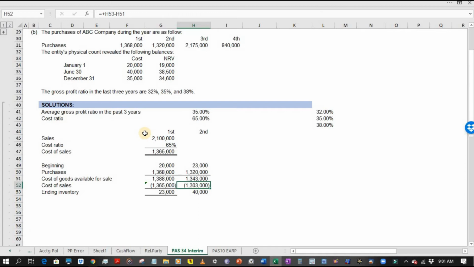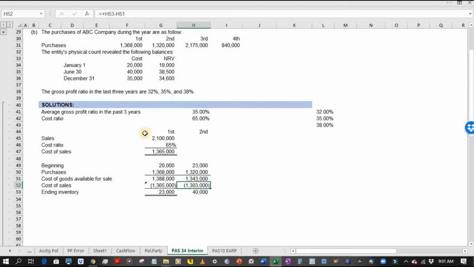So in this case, without considering the NRV on June 30, the cost of sales that will appear in the income statement is 1,303,000, and the inventory that will appear in the statement of financial position is 40,000. That is if we do not consider the net realizable value.